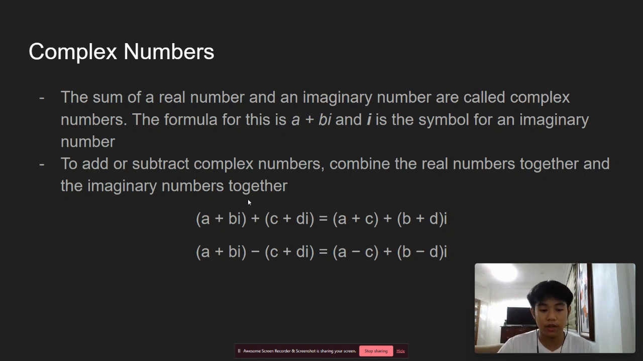To add or subtract complex numbers, we have to combine the real numbers together and the imaginary numbers together. For adding complex numbers, this is going to be our solution right here. And for subtracting complex numbers, this will be the solution. Notice the signs change depending on whether it's adding or subtracting.